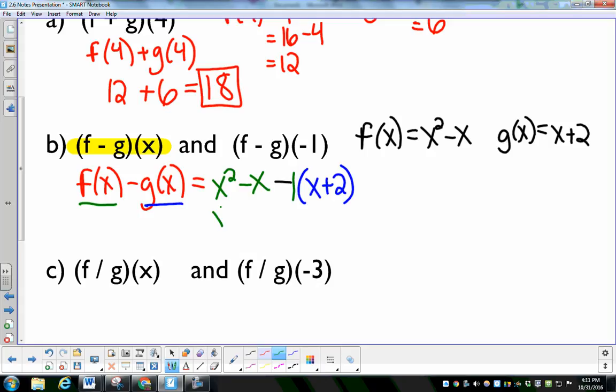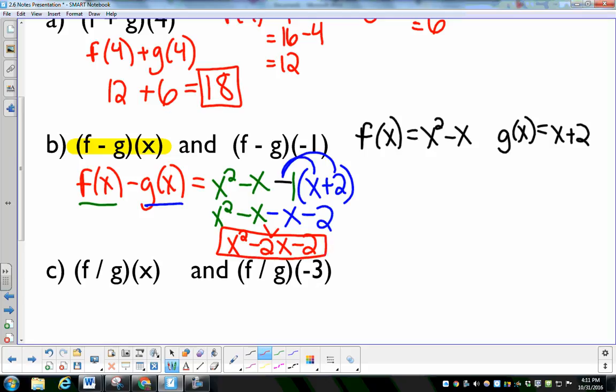So I'm going to have x squared minus x. -1 times x is minus x. And -1 times 2 is -2. So I've written out f of x minus g of x. From here, I just need to simplify. There's 4 terms there: x squared, -1x, -1x, and -2. I can combine those -1x's. So I'm going to be left with x squared minus 2x minus 2.